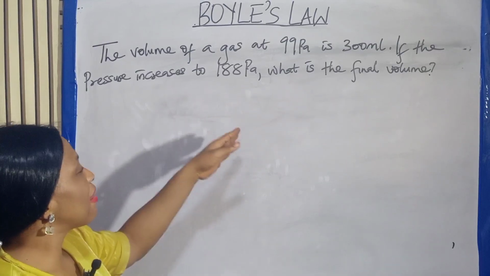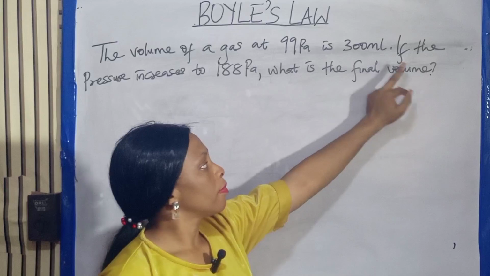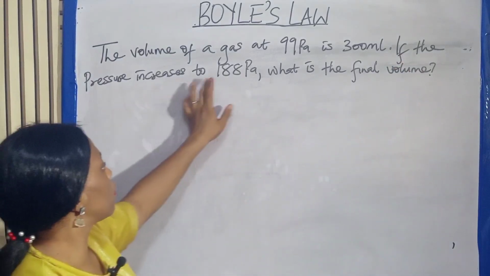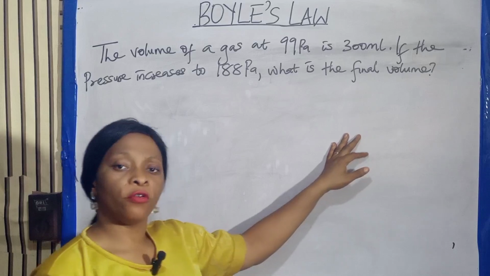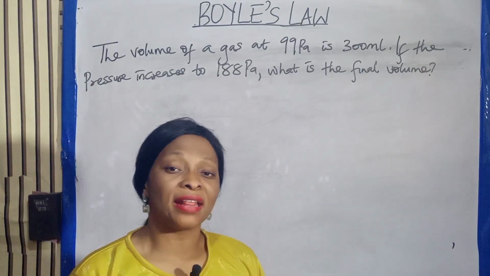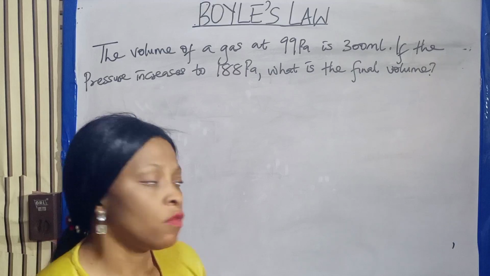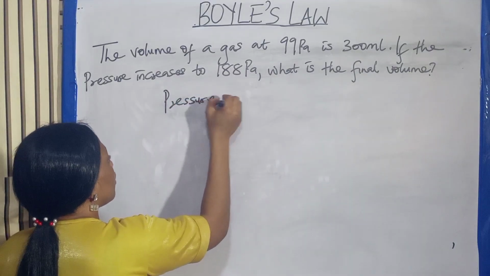The volume of a gas at 99 Pascal is 300 milliliter. If the pressure increases to 188 Pascal, what is the final volume? Now, I want us to be able to identify our parameters.